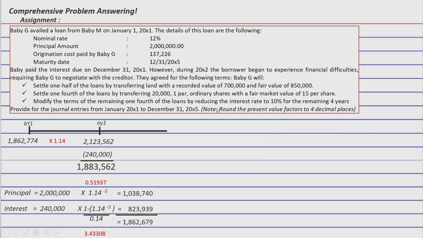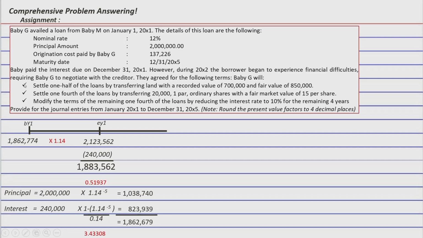So, hello guys. Let's continue solving this comprehensive problem. In the past episode, we concluded that the effective rate is actually 14%. Because of that, from here we multiplied it by 1 plus the interest rate, minus 240,000, and we arrived at the liability balance at the end of year 1 at 1,883,562.